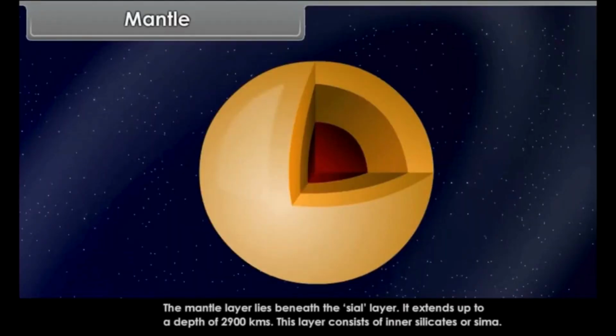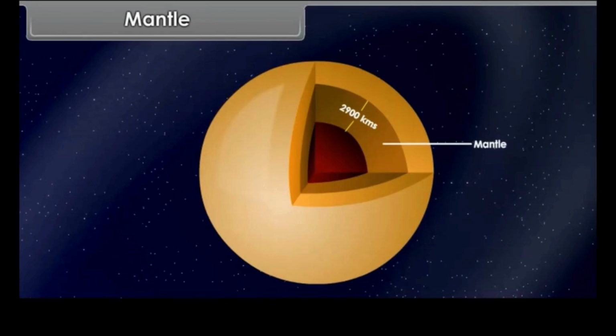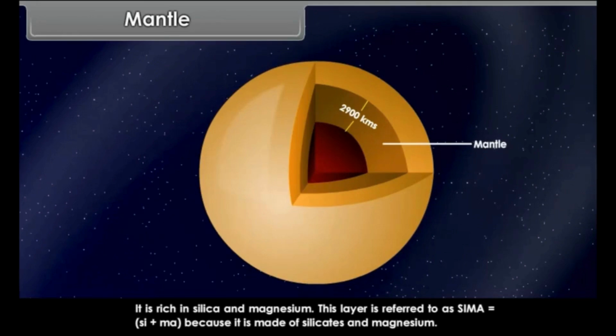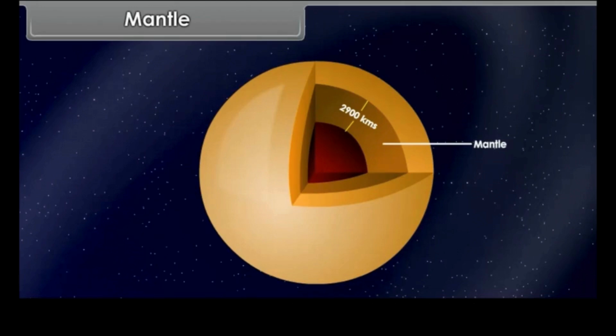Mantle. The mantle layer lies beneath the Sial layer. It extends up to a depth of 2,900 kilometers. This layer consists of inner silicates or sima. It is rich in silica and magnesium. This layer is referred to as sima, which is Si plus Ma, because it is made of silicates and magnesium. This is a transitional zone of mixed metals and silicates.